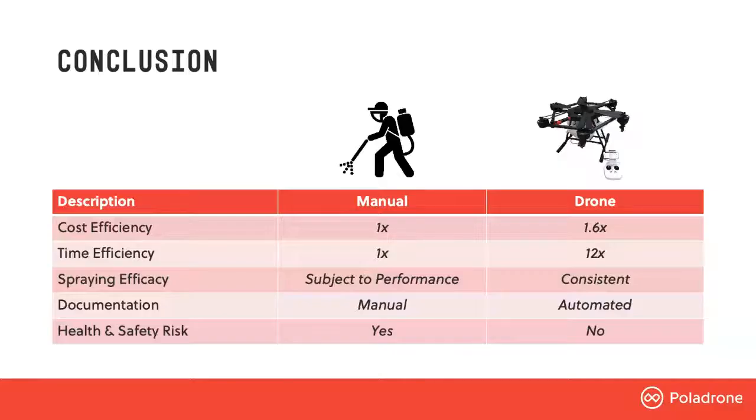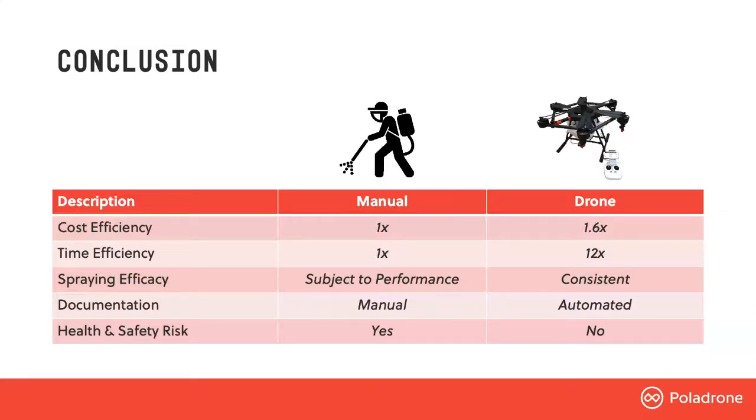However, for health and safety risk, for the manual way, there is some risk because they are close to the pesticide and the chemical they are spraying onto the oil palm, which affects their health. However, the drone is a machine itself, so it doesn't directly affect human health a lot.